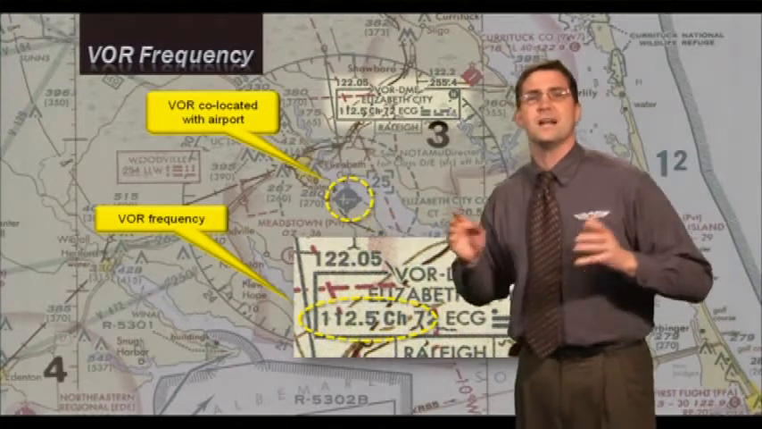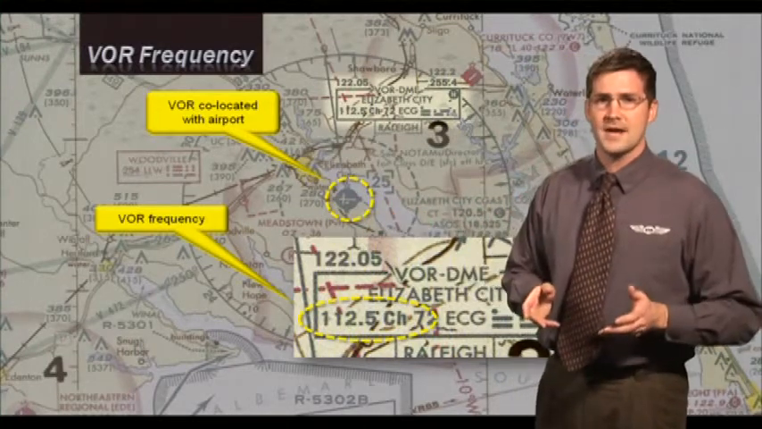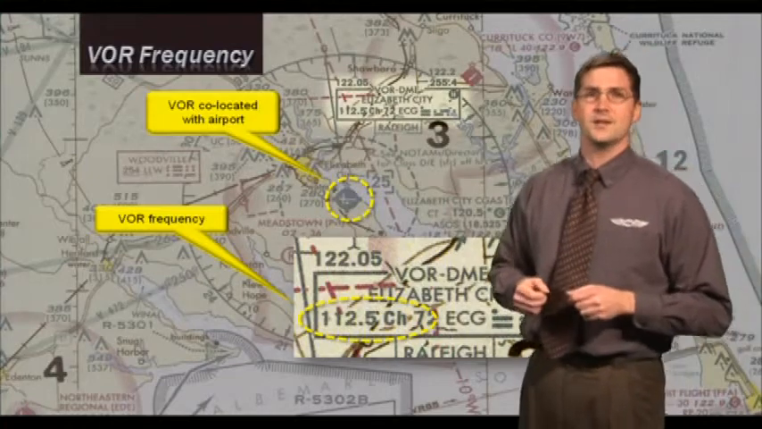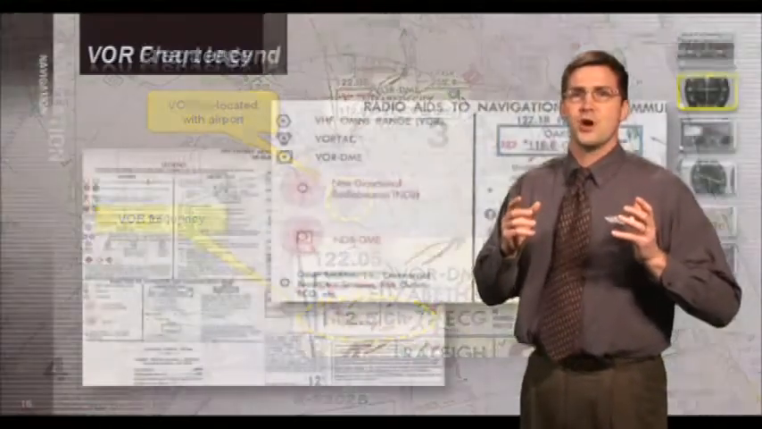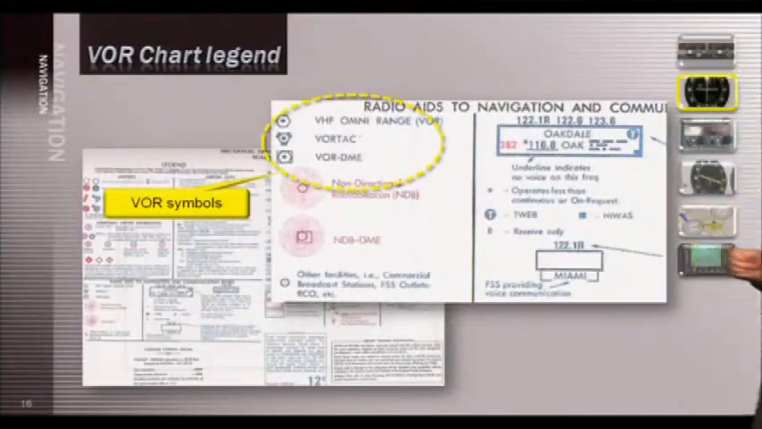Now, if you drew a line projecting outward from the center, you could see each and every radial. Now, refer to the chart legend to help decipher these symbols. This legend is provided to you during the knowledge test.